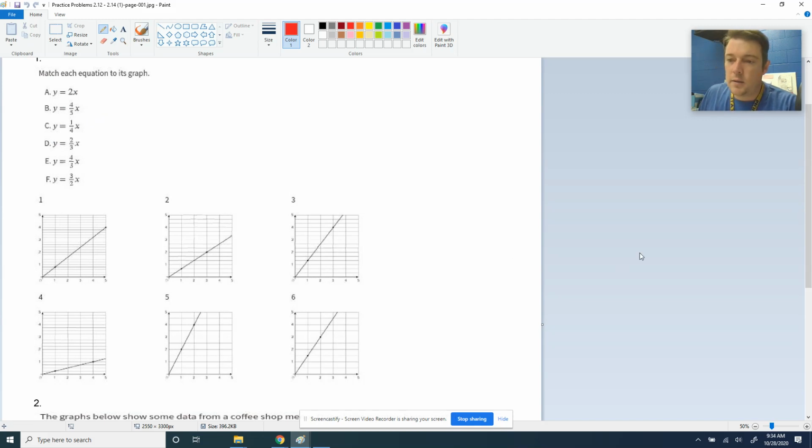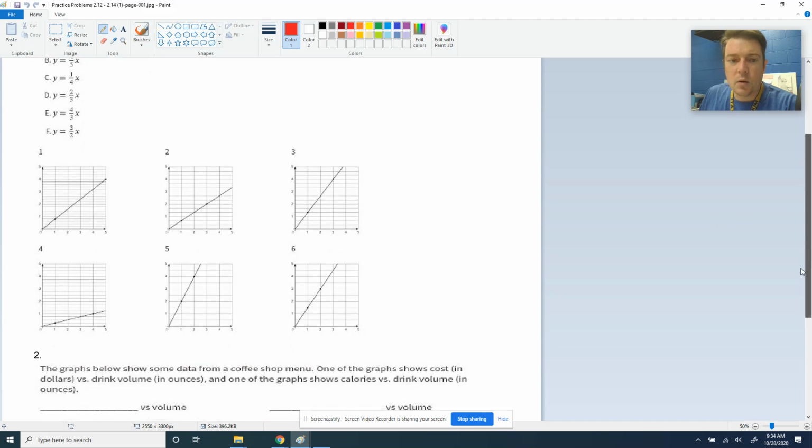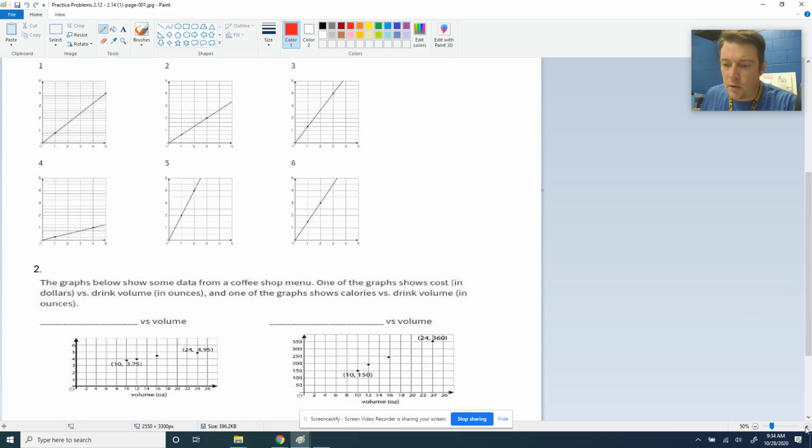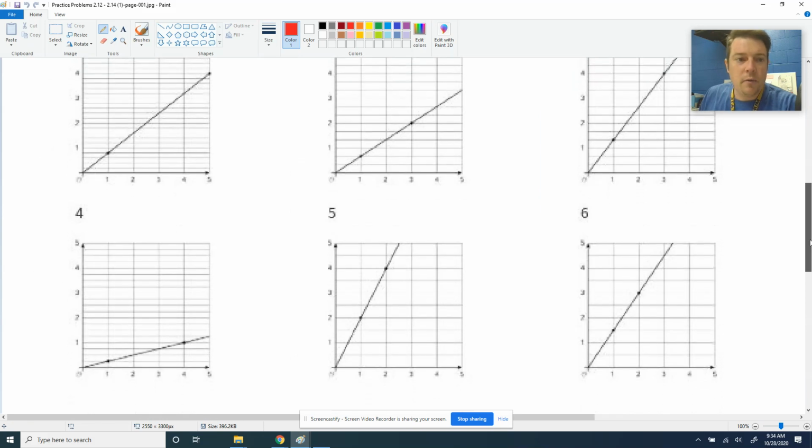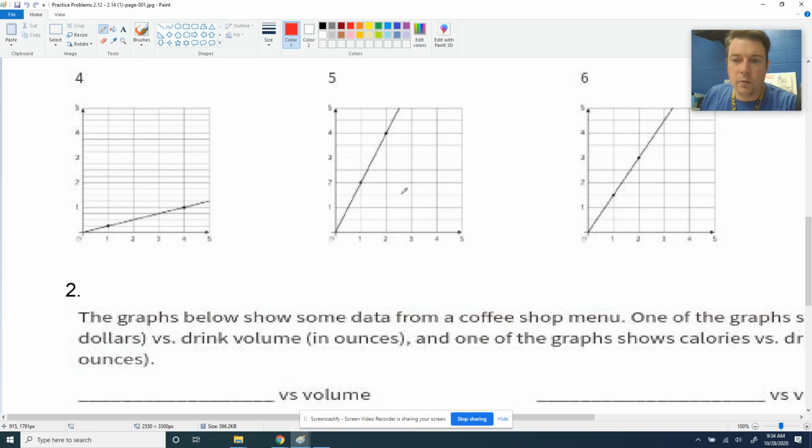We can find the constant of proportionality where x equals 1. So I'm going to zoom in on this one so I can see this a little bit better. And I think I made a dot for every one of these graphs where x equals 1. X equals 1, x equals 1, x equals 1. So what I'm going to do is go around and write the constant of proportionality that I see it landing on.